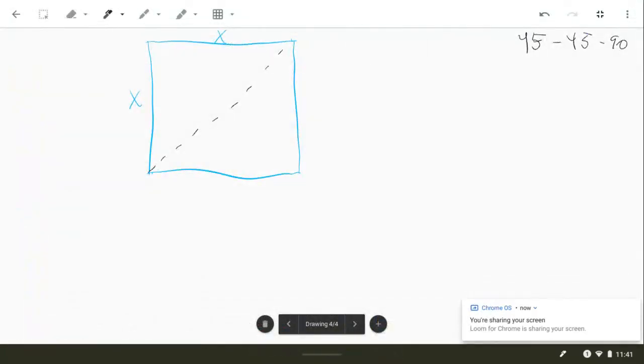In this video, we're going to look at why the 45-45-90 triangle is special. We're going to be able to use that to evaluate our trig functions at 45 degrees.